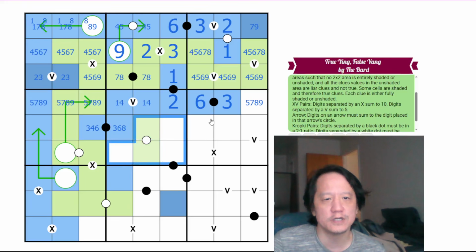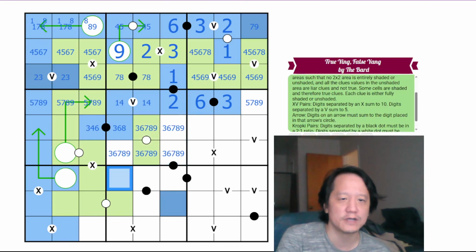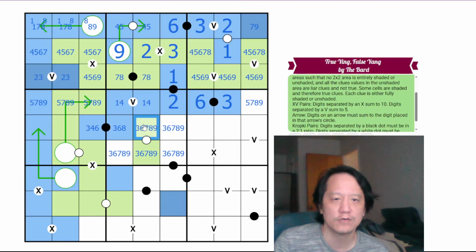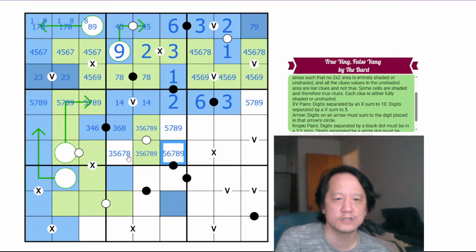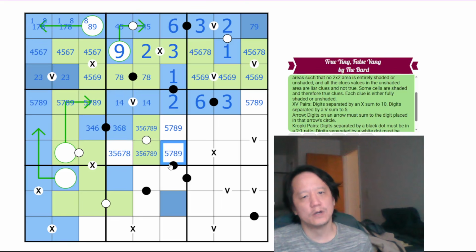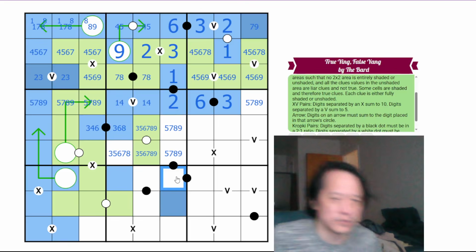Remaining digits in box 5 are 3, 6, 7, 8, 9, with 5. And no 9 here because of 9 in the column. No 3 or 6 here because of 3 or 6 in the column. This could be 8 and 4, potentially. We don't know.